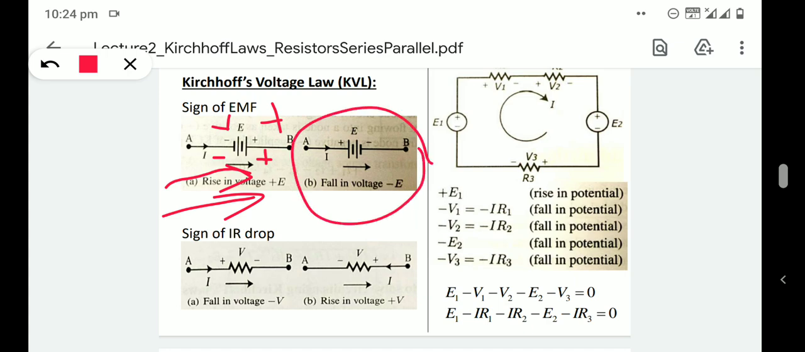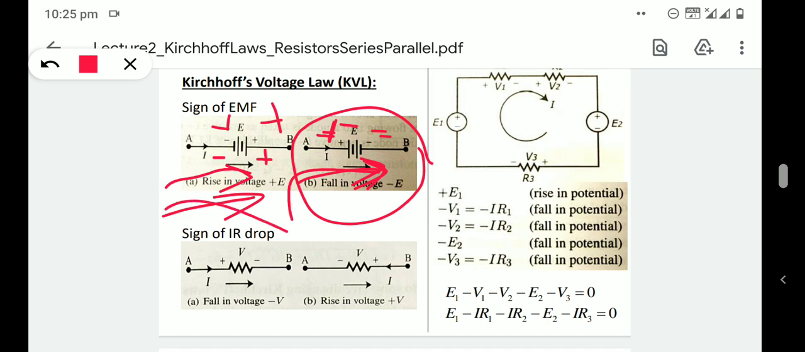Then consider this case. Here this is the plus terminal and this is the minus terminal. We are analyzing the circuit in this direction, so we are moving from plus terminal to minus terminal. Plus to minus means there is a fall in voltage. So this should be minus E. This is how we can fix the sign of EMF or battery voltage source.